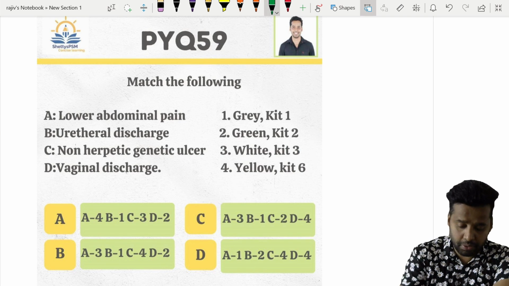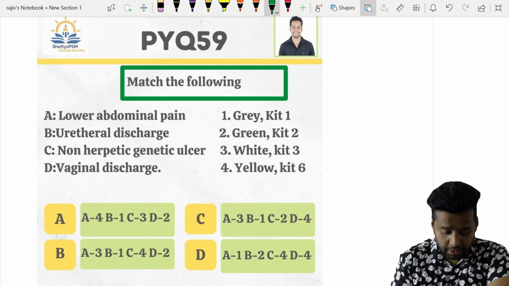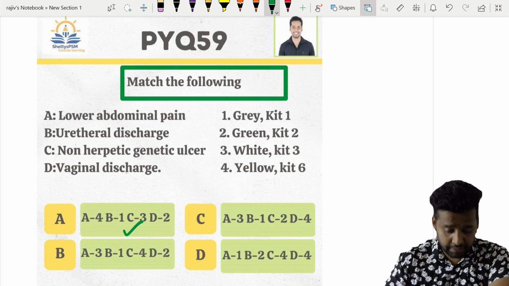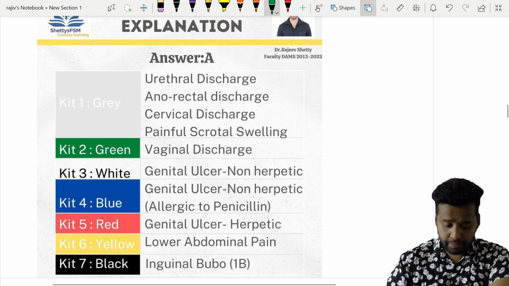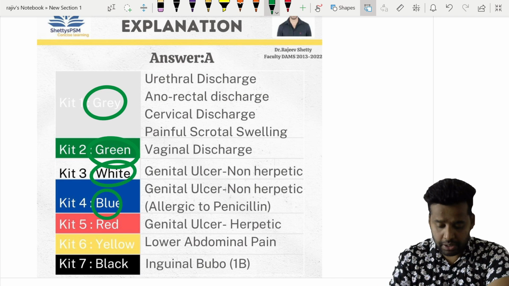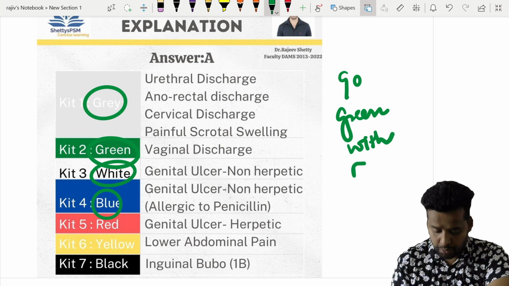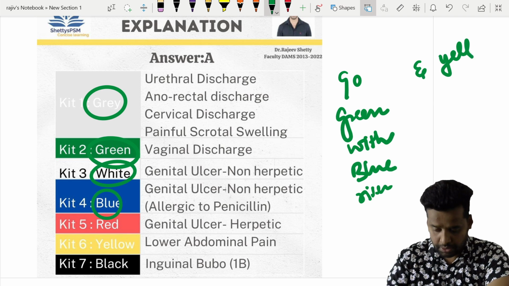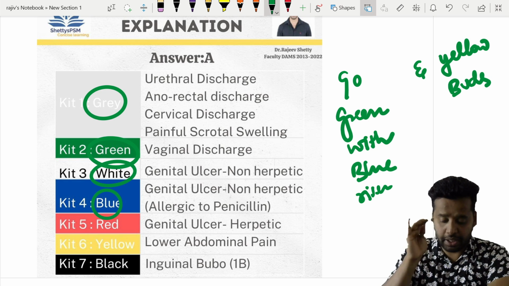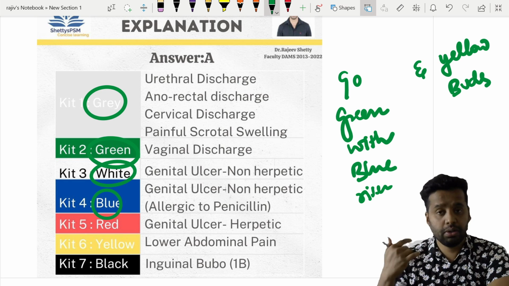So kits which are important: Suraksha clinics, STI kits, we have discussed the kits. Option A is correct. There are 7 kits: gray, green, white, blue. So it's like go green with blue rivers and yellow birds. This was the mnemonic which I gave on Instagram for you. Go green means gray, green; with blue, white, blue; river, red; yellow and black.